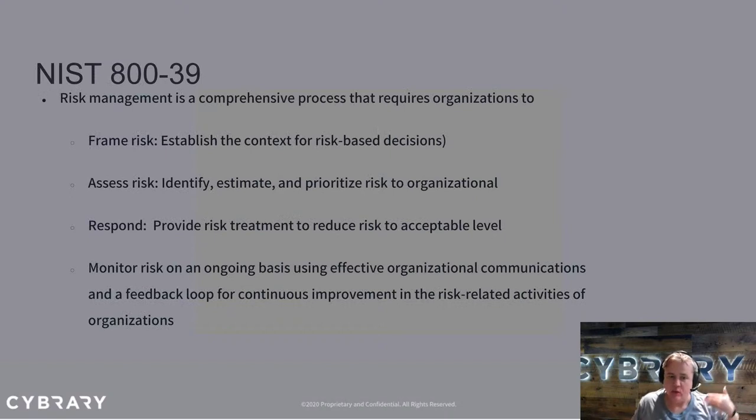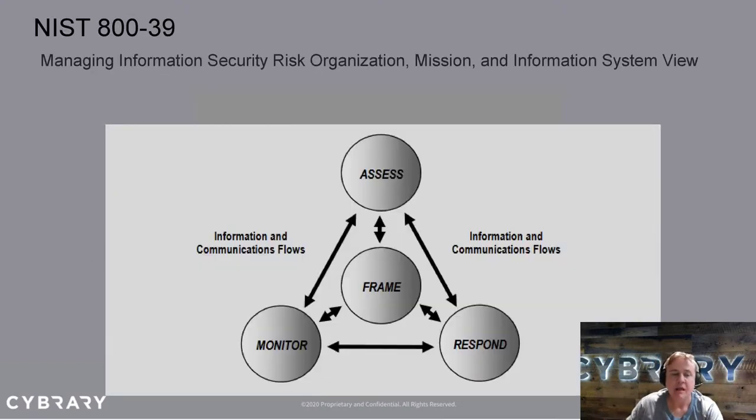Now, in addressing risks across these different tiers, they're going to use another framework, NIST 800-30, to look at the process of framing our risks, assessing them, responding, and monitoring. This is the process, per NIST 800-39 and NIST 800-30, these are the steps we go through with risk management. Now you'll notice that framing is in the middle, and it feeds into all the other processes. Well, that's context. Just like we talked about earlier, you've got to start with context.